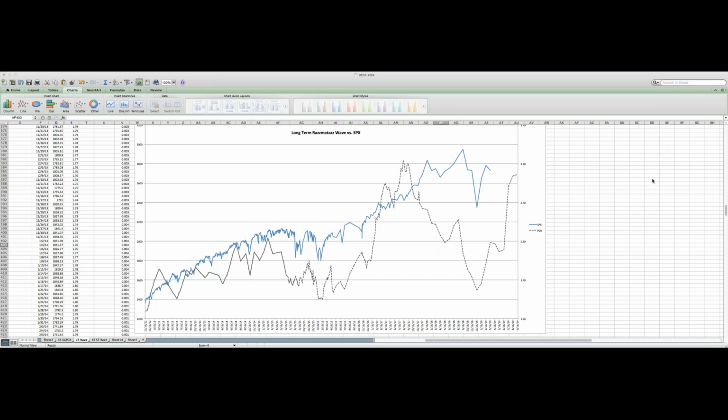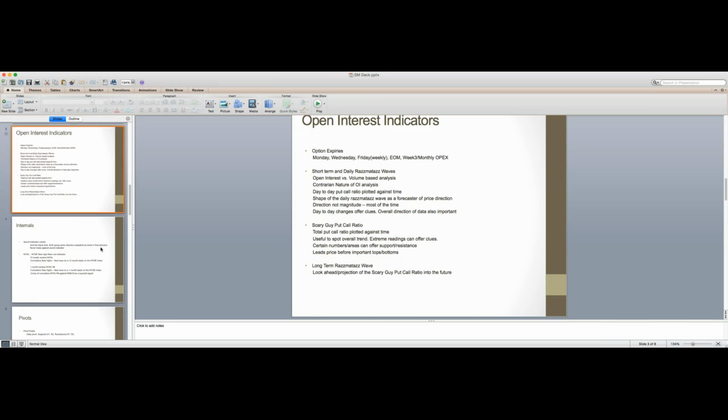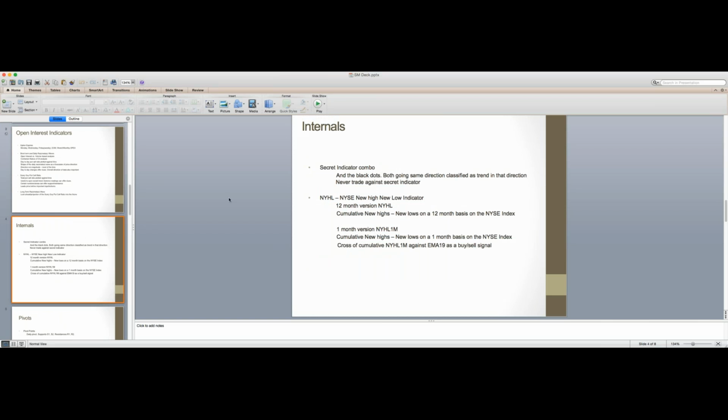Okay, so that's it on the long-term razzmatazz wave, and that covers all of the open interest indicators. So if there are any questions, we'll go through them at the end. I'll go to the next slide.